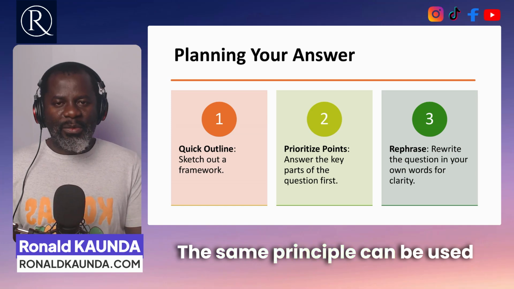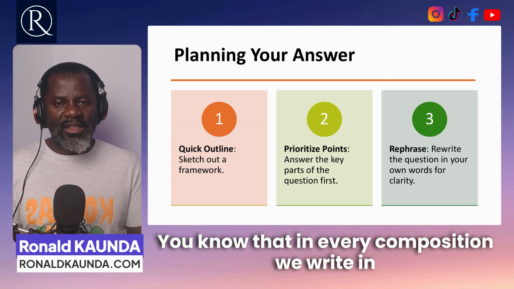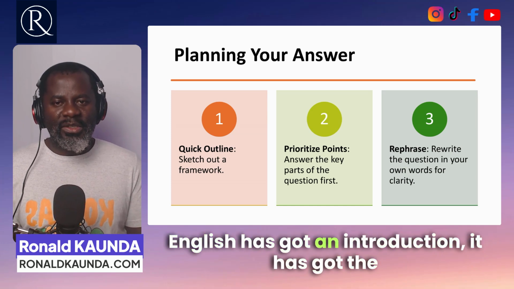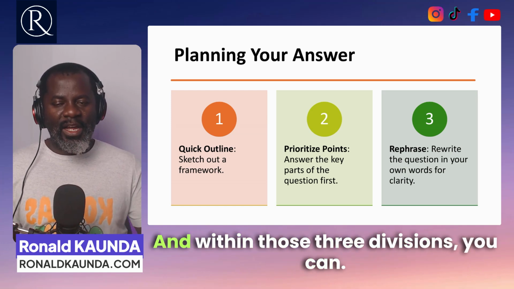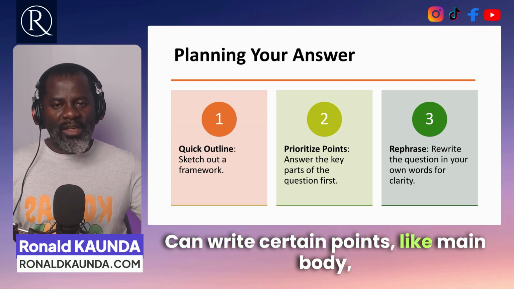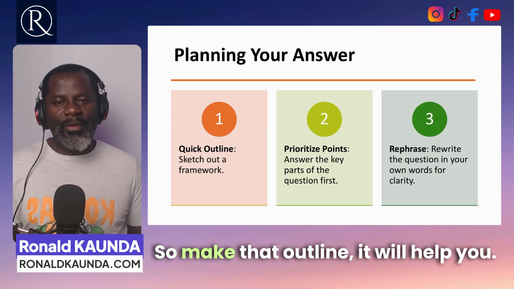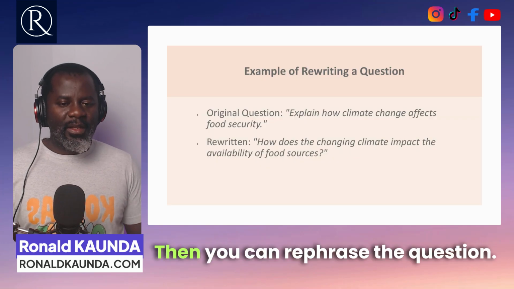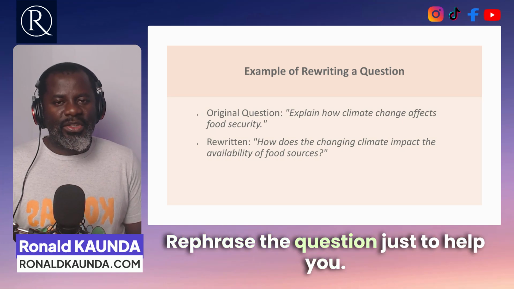The same principle can be used in writing compositions in English. You know that every composition we write in English has an introduction, a main body, and a conclusion. And within those three divisions, you can write certain points, like for the main body, I'm going to write this and that. You put your points. So make that outline. It will help you. Then you can rephrase the question. That was the third thing. Rephrase the question just to help you.